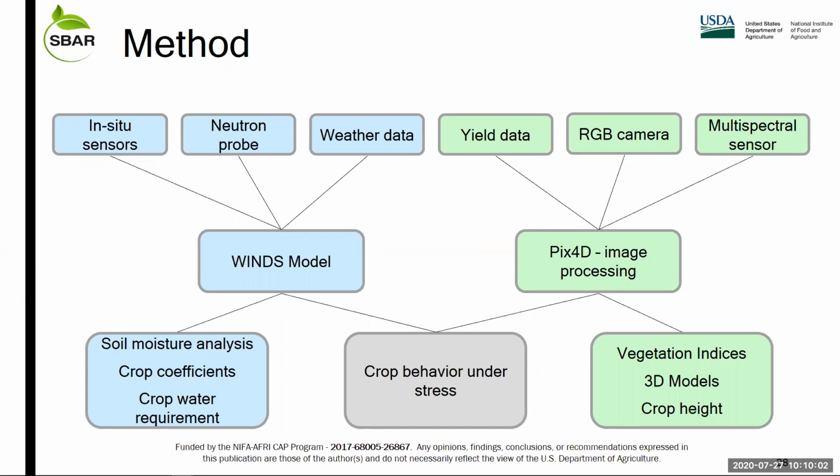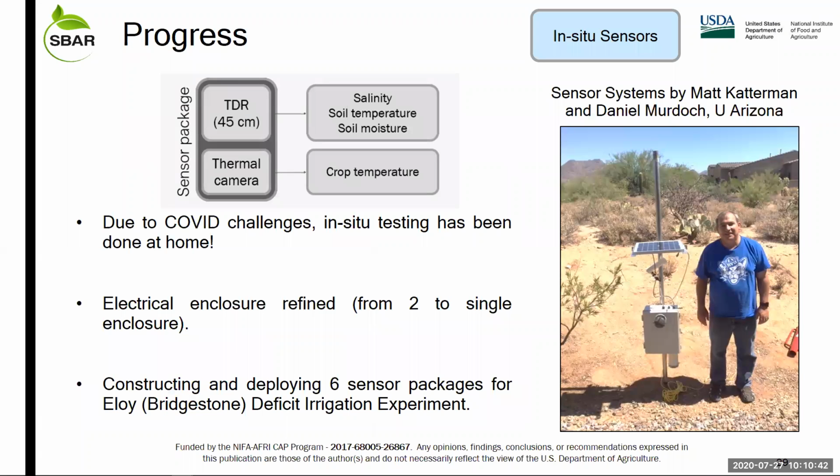In my next slide, I am giving you a mind map of what we were doing. The blue portion is all the water modeling part, where we use the WINS model that was developed by Dr. Waller, my supervisor. That gives us soil moisture analysis and crop water requirement. The green portion is the remote sensing component, where we are using the X4D model to do the image processing, generating some 3D models and trying to estimate crop heights. The gray part, which is the crop behavior, is where we are trying to integrate both these components and get some results. In my next slide, I'm showing the first progress, which is on the sensor.